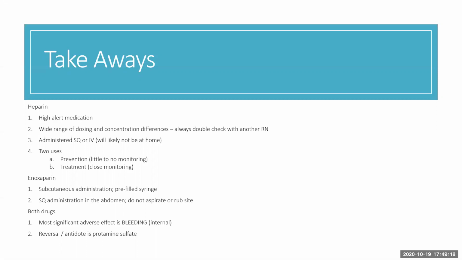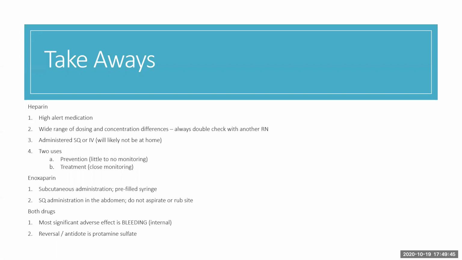If it's IV, they're likely not going to be at home. And actually sub-Q, we don't really send them home on sub-Q heparin anymore. There's two uses: prevention with little to no monitoring, and then there's treatment with close monitoring. Enoxaparin is subcutaneous administration only. We do not give it IV. It comes in a pre-filled syringe. You're going to administer this in the abdomen. You don't need to aspirate or rub the site with either of these drugs.